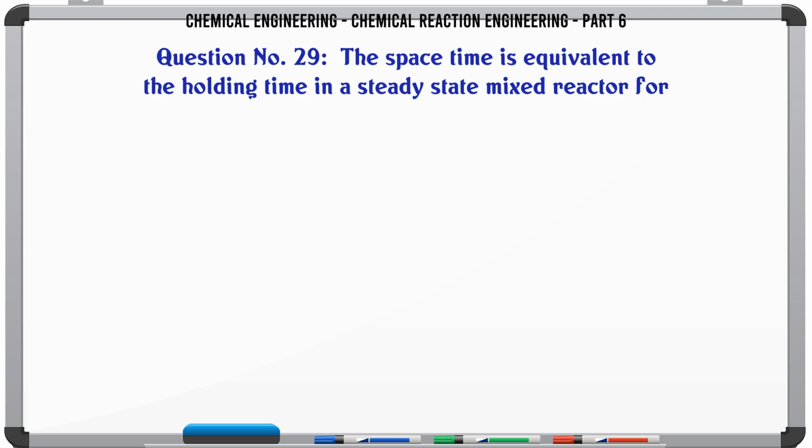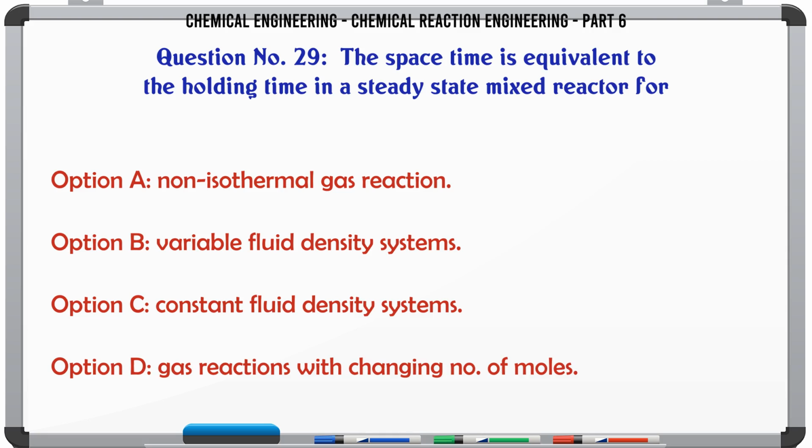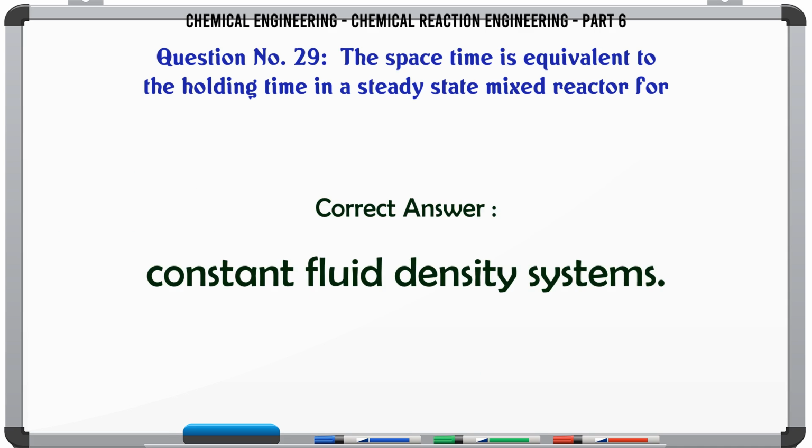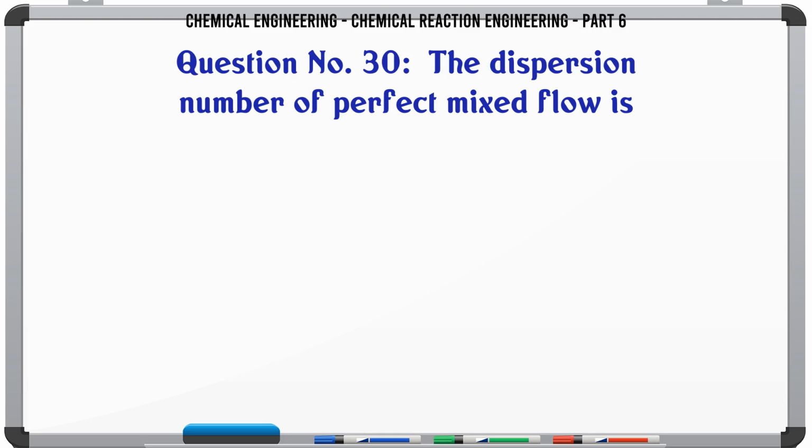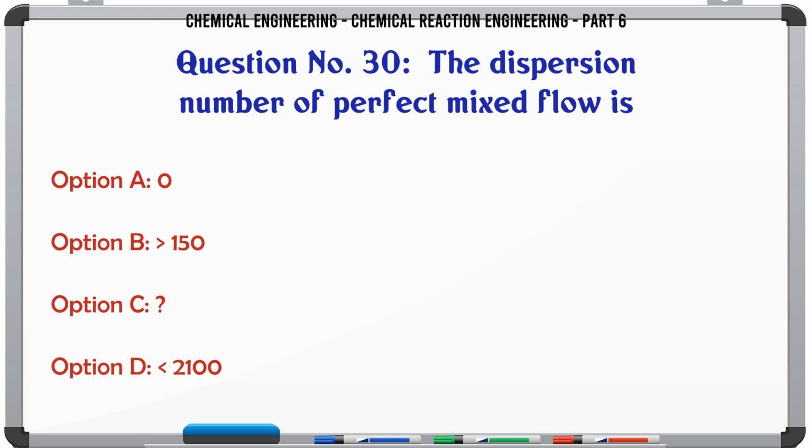The space-time is equivalent to the holding time in a steady-state mixed reactor for A. Non-isothermal gas reaction, B. Variable fluid density systems, C. Constant fluid density systems, D. Gas reactions with changing number of moles. The correct answer is constant fluid density systems. The dispersion number of perfect mixed flow is A. 0, B. 1, C. 50, D. ∞.